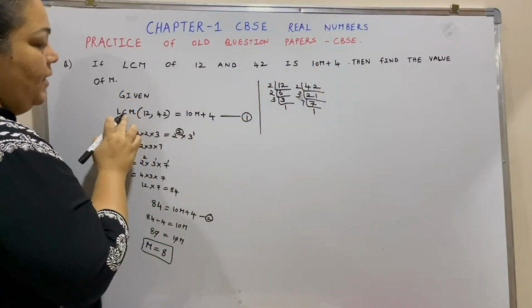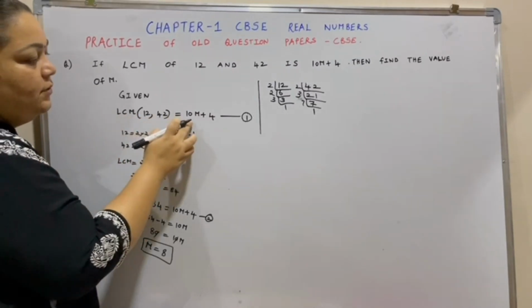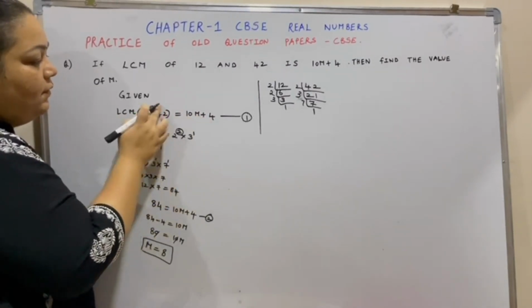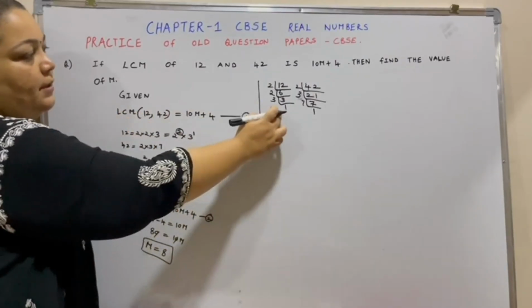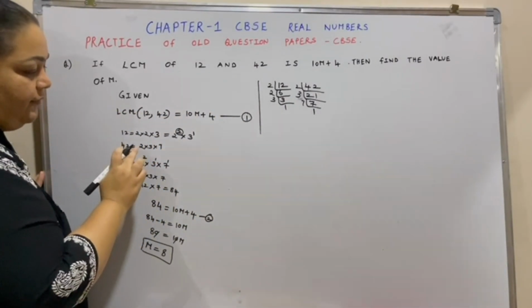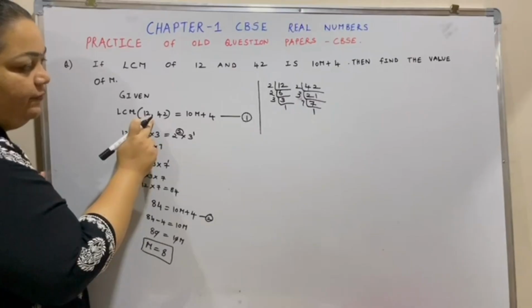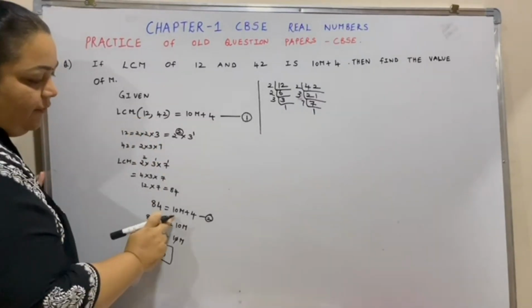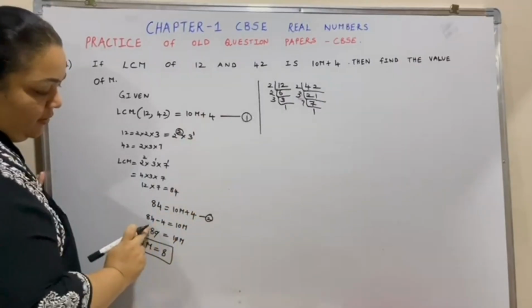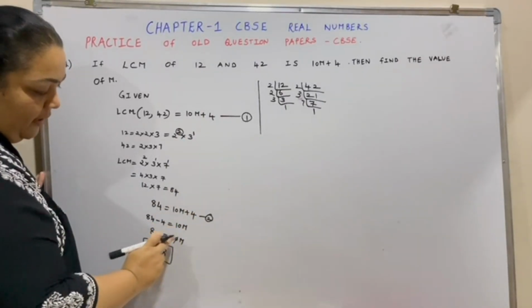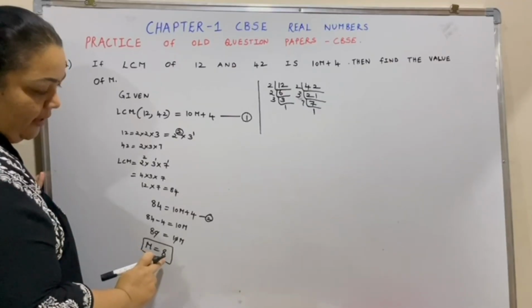So LCM of 12 comma 42 is equal to 10n plus 4. We are first finding the value of LCM. By using prime factorization, I found the value of LCM. The value came to 84. So 84 I have put in the first equation: 84 is equal to 10n plus 4. So 84 minus 4 is equal to 10n. So n is equal to 8. This is the answer.